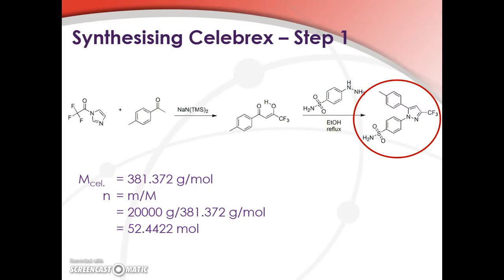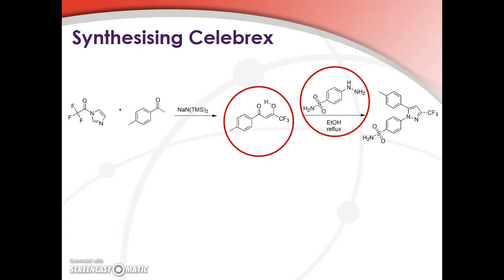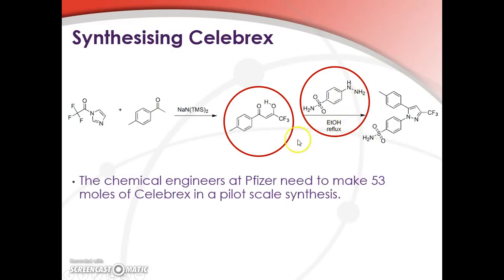Of course, they're going to allow for some wastage. They're going to have a good idea of the efficiency. Let's, for our purposes, assume that the efficiency is going to be about 100%. So they're going to get out what they put in, roughly. But they're going to make a little extra. So why don't we make 53 moles to allow for wastage? Well, our two products are here. It's a 1-to-1 ratio. So for every mole of Celebrex, we're going to need a mole of this stuff and a mole of this stuff. So for 53 moles, we're going to need 53 moles of both of these starting materials.